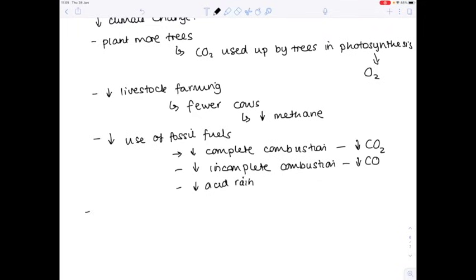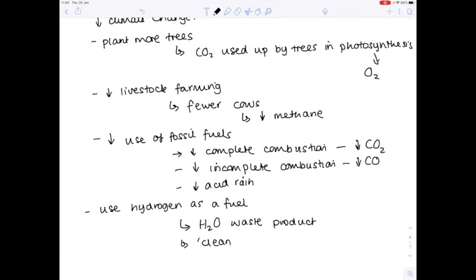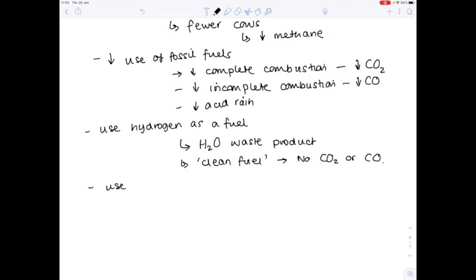And then what active things can we do? Well, we can use hydrogen as a fuel, because remember that produces water as a waste product, which is perfectly fine, not at all bad for the environment or ourselves. And because of that reason, it's a clean fuel, so no CO2 or carbon monoxide is produced. We could also use renewable energies for the same reason, fewer polluting gases produced. And what kind of renewable energies? So touching lots on geography, biology and physics here. Solar, wind, tidal, to name 3.